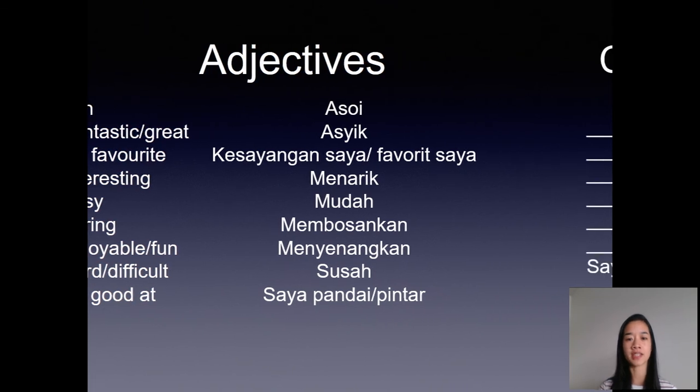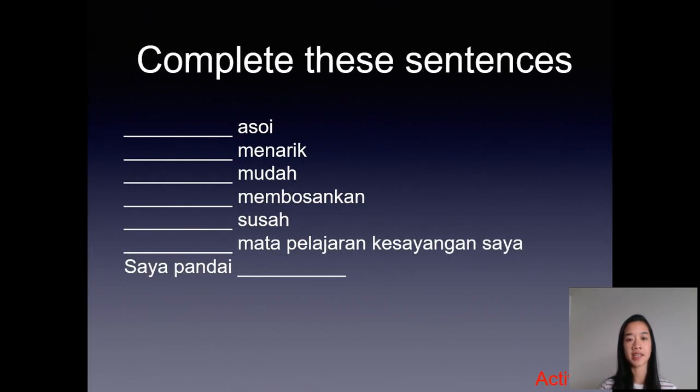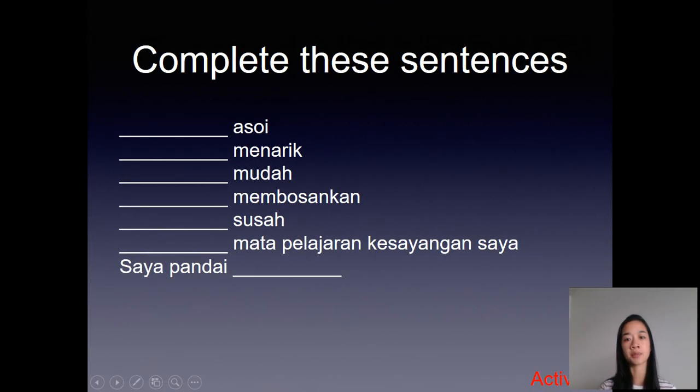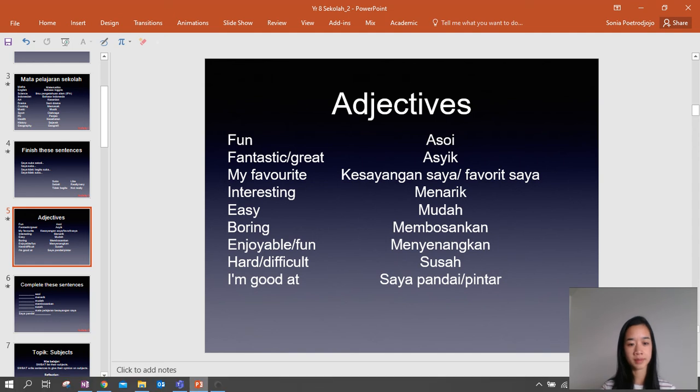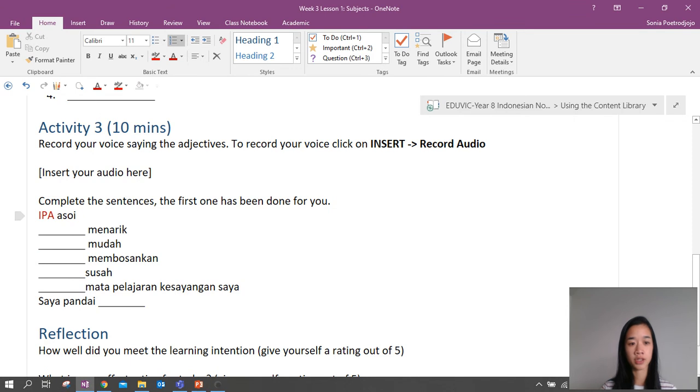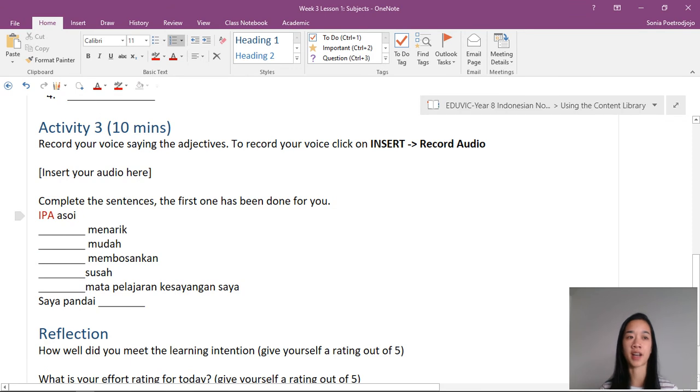Okay, the activity for this one is I want you to complete these sentences. So go back, figure out what asoy means. Okay, let's go back. Okay, it means fun. So what subject do you find fun? So I find IPA fun. And IPA means science.